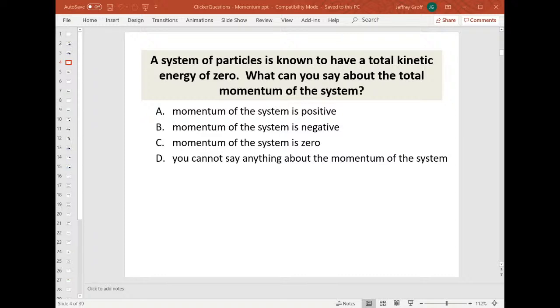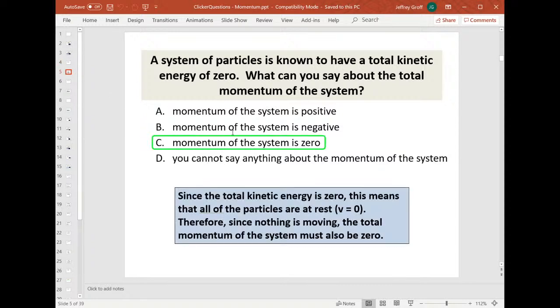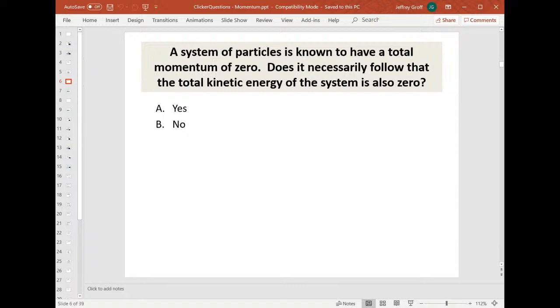All right, you ready to see what you got? So your poll, you guys like C, which is the correct answer. Total kinetic energy is 0, and that means everything is at rest. Let's flip things around, all right?